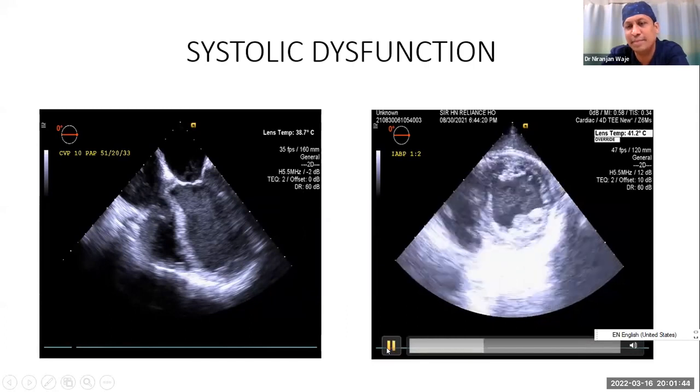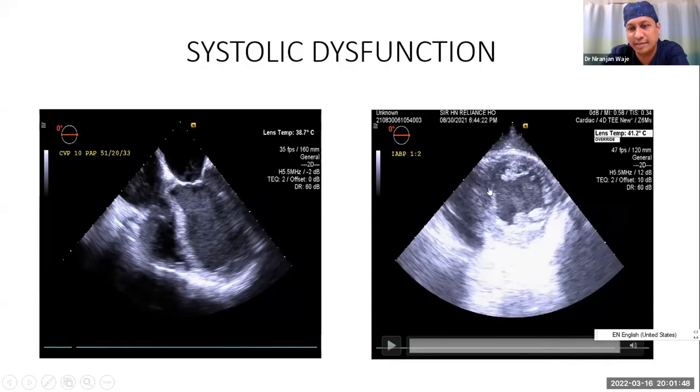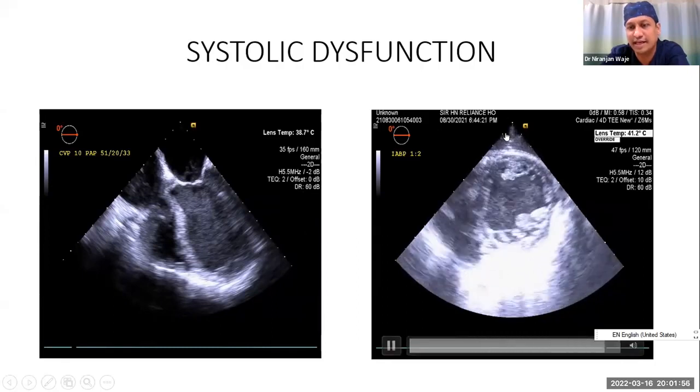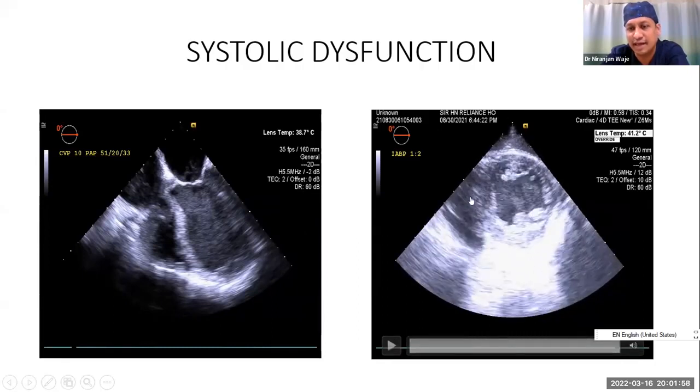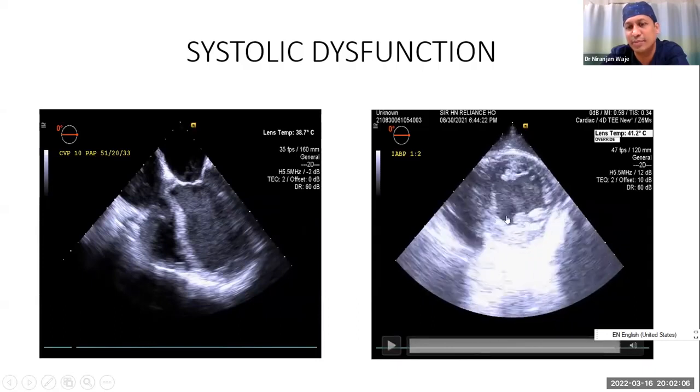On the right-hand side is a mid-papillary view. You can see here, this is the LV, this is the interventricular septum, and this is the right ventricle. If you focus on the contractility of the segments, in terms of direction, this is anterior, this is inferior, this is lateral, and this is septal. This is the septum on the RV side. So we can clearly see that all the segments of the LV are not moving equally.